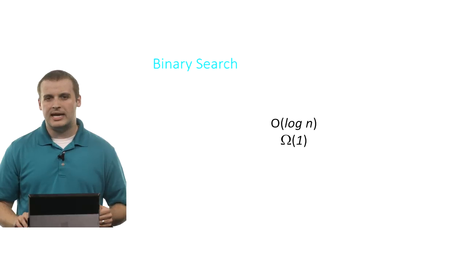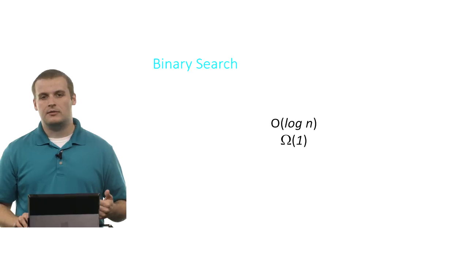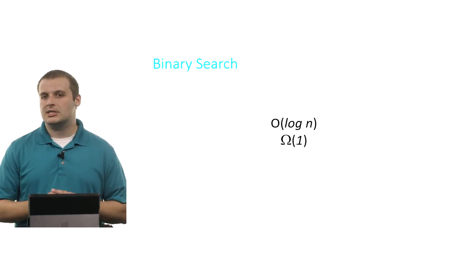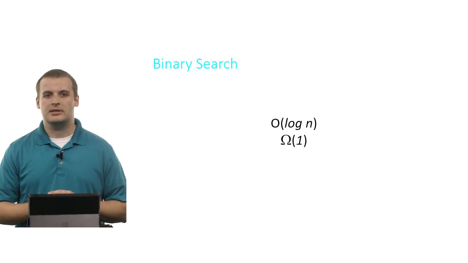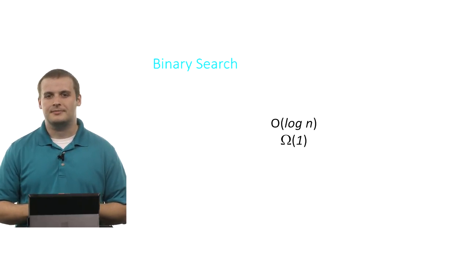And so in the worst case, binary search runs in log n, which is substantially better than linear search in the worst case. In the best case, binary search runs in omega of 1. So binary search is a lot better than linear search, but you have to deal with the process of sorting your array first before you can leverage the power of binary search.